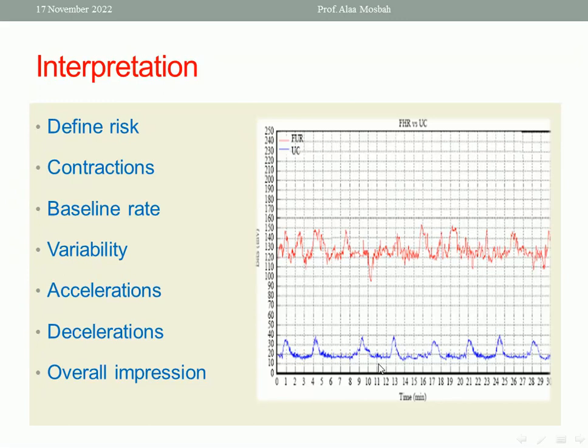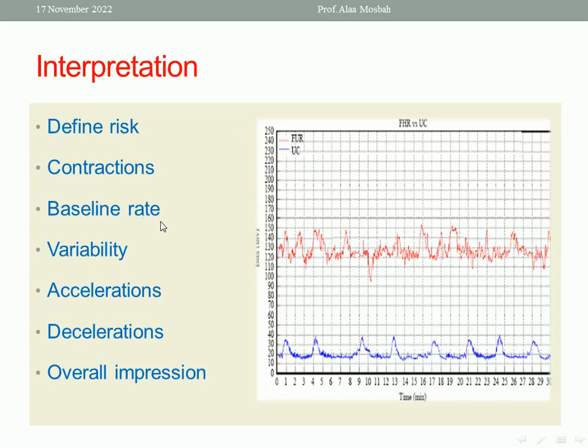So the second item here is contraction. How many contractions per 10 minutes? As you see in this picture, this is 1, 2, 3, so 3 contractions per 10 minutes. Okay?